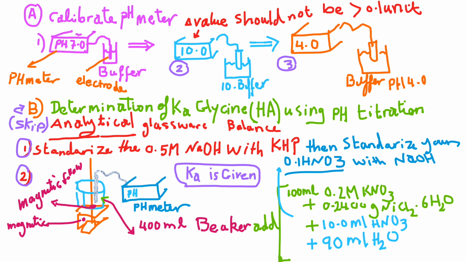Now the first part used to be the determination of Ka for glycine. It's given to you in the text, so you don't have to do the first part. Only you do the second part, which is the complex ion titration.